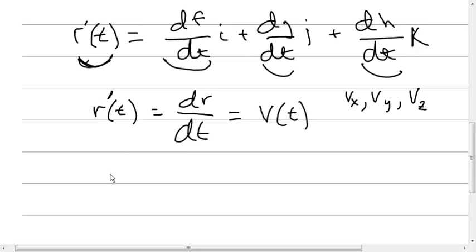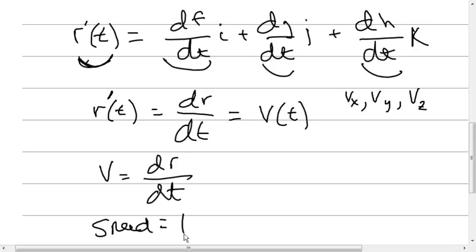So we can say velocity is equal to the derivative of the position vector over time. Speed is simply the magnitude of the velocity vector.